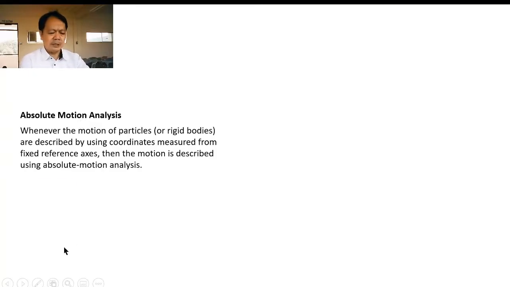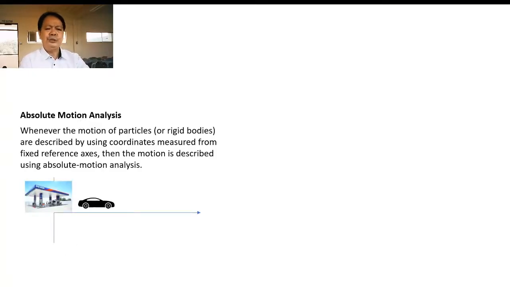Magbigay ako ng halimbawa. I have here an example. You would see in the figure a car and a gasoline station. If the gasoline station is fixed in its position and we wanted to describe the geometry of the motion of this car with respect to this gasoline station, which is fixed, then the analysis that we are actually doing is an absolute motion analysis, because we are referring the motion of this car from a point or from a reference position that is fixed.